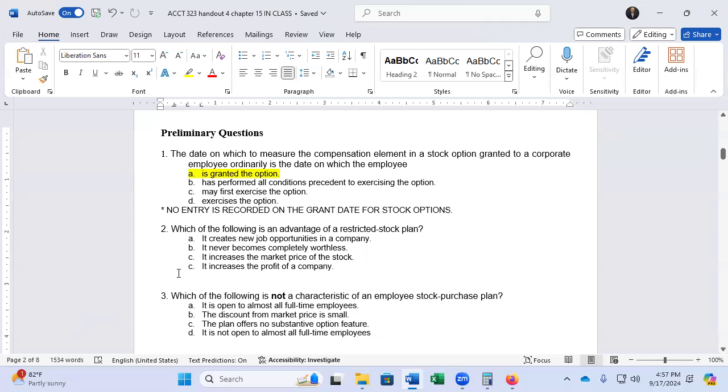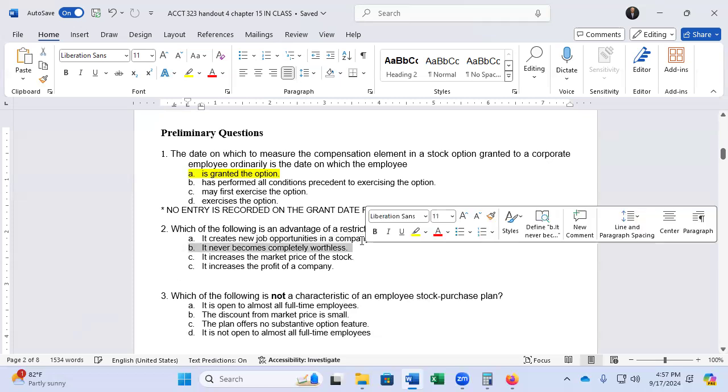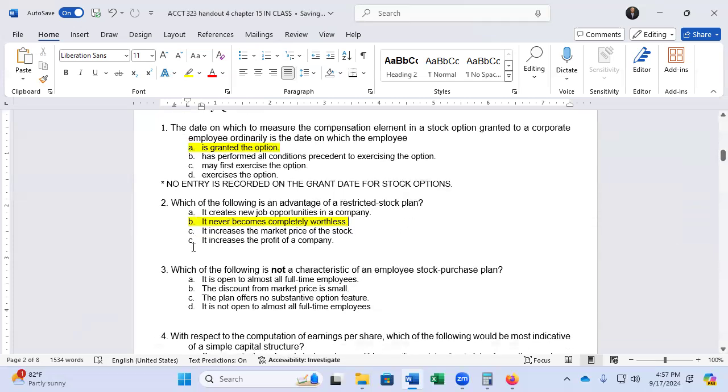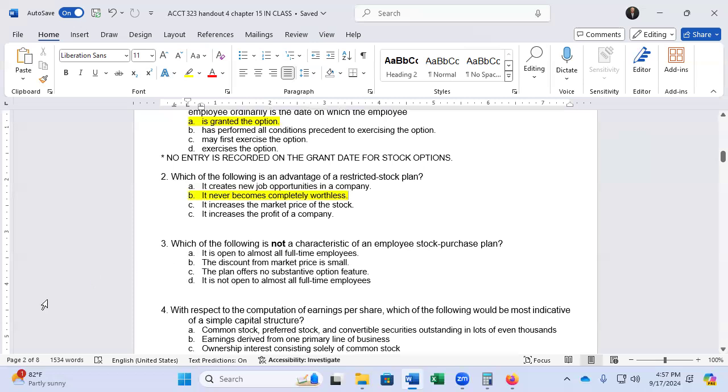Which of the following is an advantage of a restricted stock plan? It never becomes completely worthless.